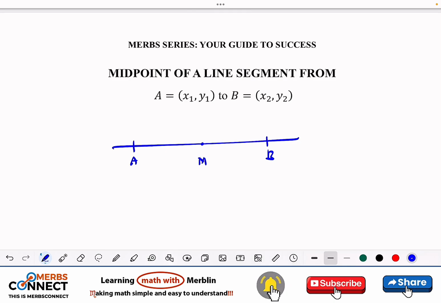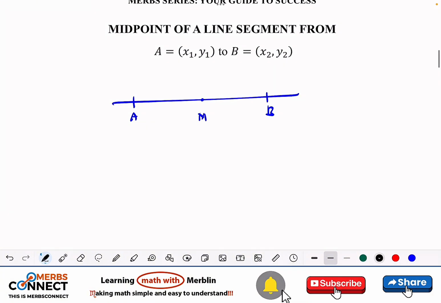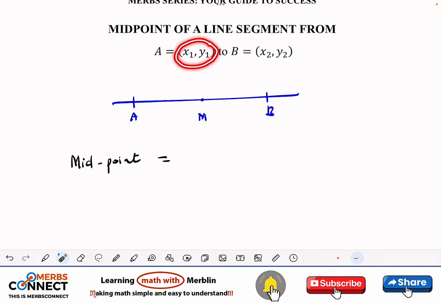So how do we find the midpoint? That's one thing we also need to learn. The midpoint is very simple. The formula here is: we are going to have the midpoint equal to... remember we have the x coordinate and the y coordinate for A and B.